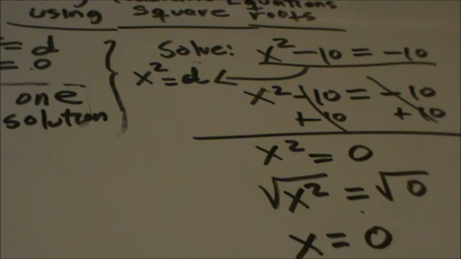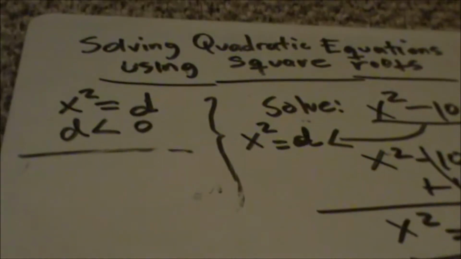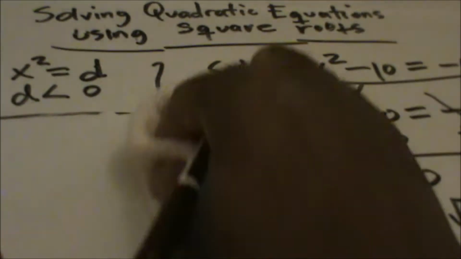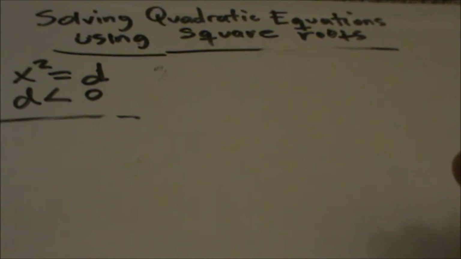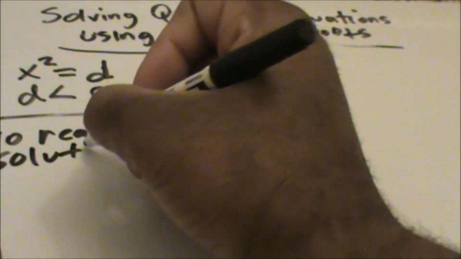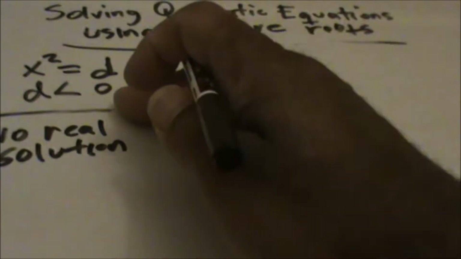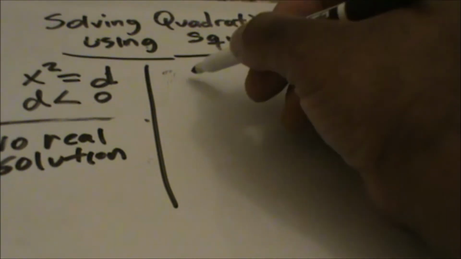Your third scenario is when there's no real solution. And this is when D is less than 0. I'll change this up. D is less than 0. And let's erase this. And let's do a test to see if there's any real solution. There is no real solution. All right, let's test this scenario with another example.